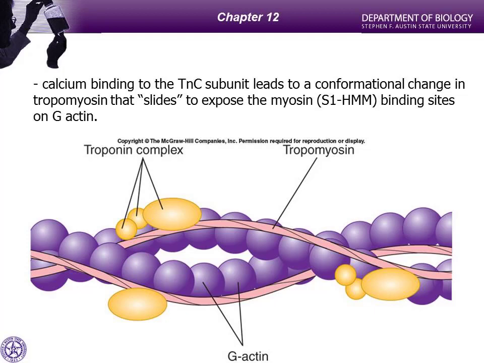And when the action potential stops signaling, calcium pumps get turned on to suck all the calcium away from the myofibrils and back into the sarcoplasmic reticulum. And when we pull the calcium off of troponin C, it relaxes and goes back into its normal shape, covers over the binding sites, and the muscles relax.